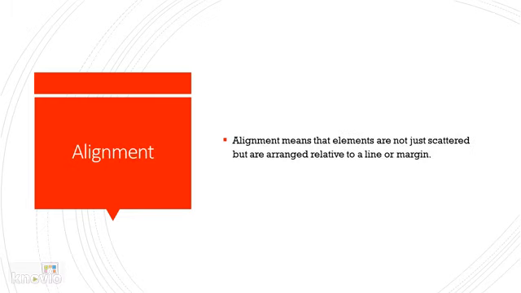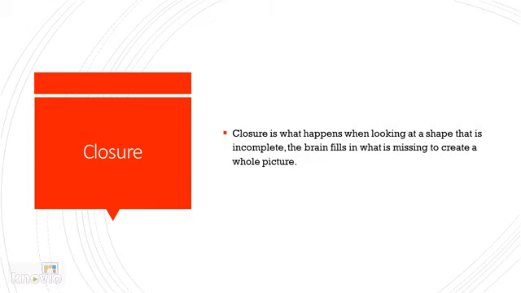Alignment. Alignment means that elements are not just scattered, but are arranged relative to a line or margin. Several of the elements in this infographic utilize either center alignment or left alignment. Since consistently using either center alignment or left alignment would make the infographic seem unbalanced and boring, both were used to create visual variety.